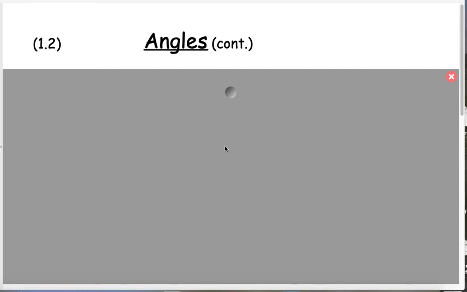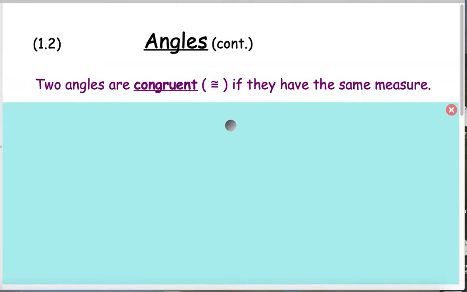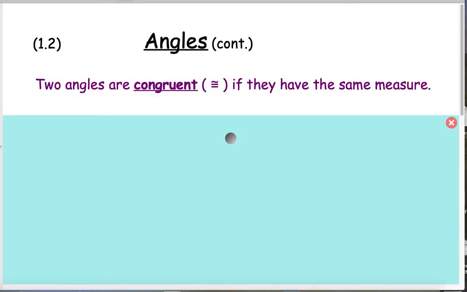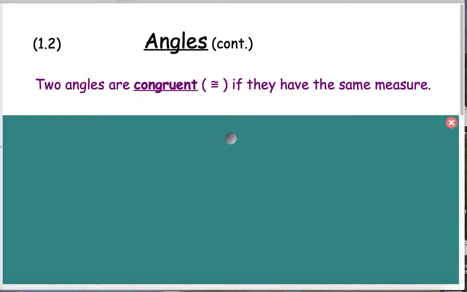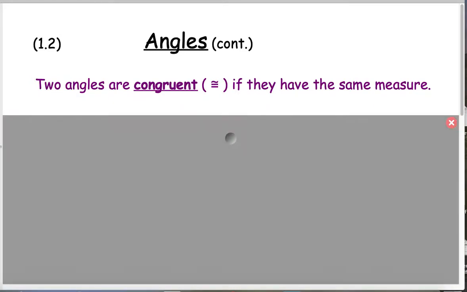In today's lesson, we're going to continue talking about angles. Two angles are congruent if they have the same measure. So this term is really, really important. Oh, look at all these different colors. The word congruent is really, really important in geometry. And the symbol we use for congruent is an equal sign with a little wavy symbol above it.